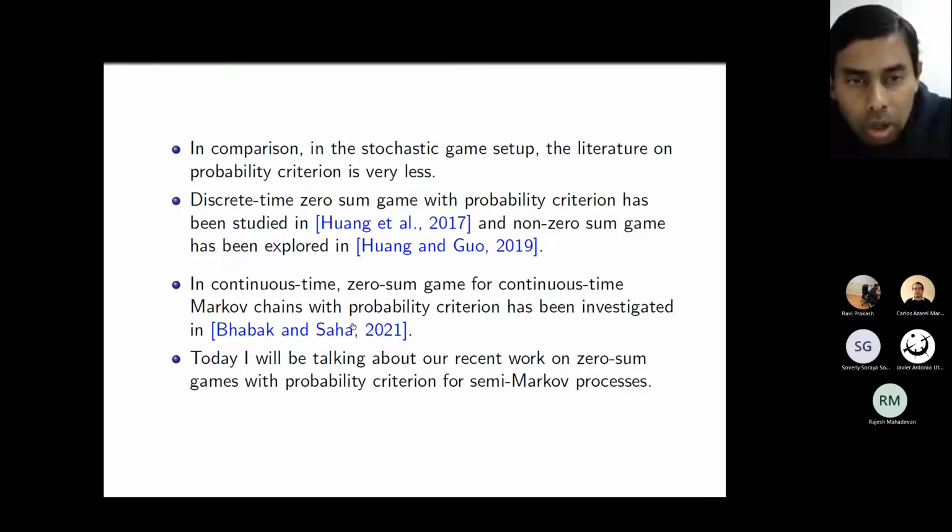So in continuous time setup for stochastic games, in 2021, we looked at this probability criterion for continuous time Markov chains. And today I'm going to talk about our very recent work on zero-sum games with probability criterion for semi-Markov processes. Fine. So that's kind of the state of the art.